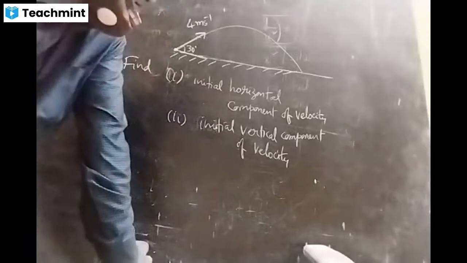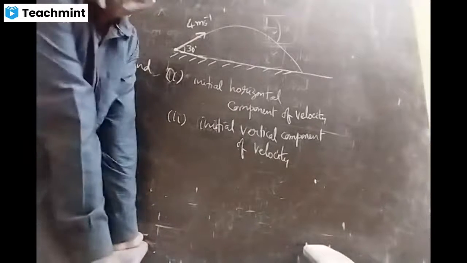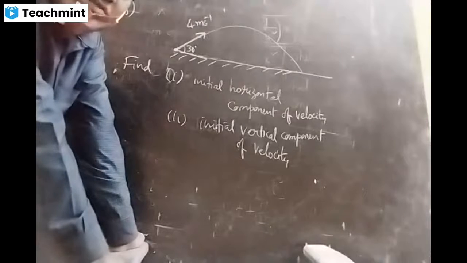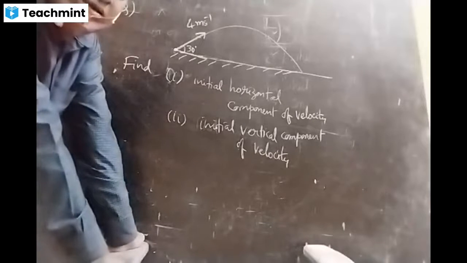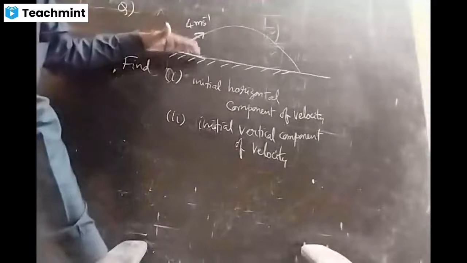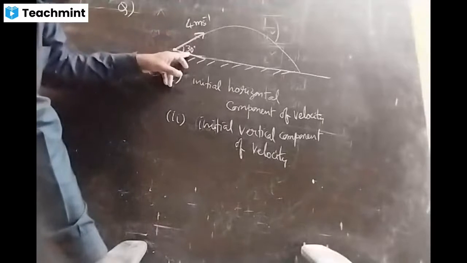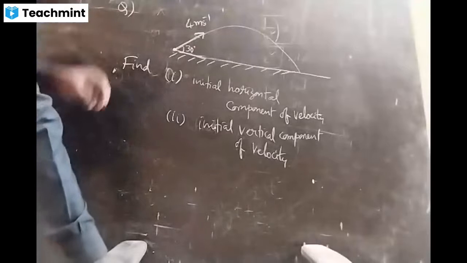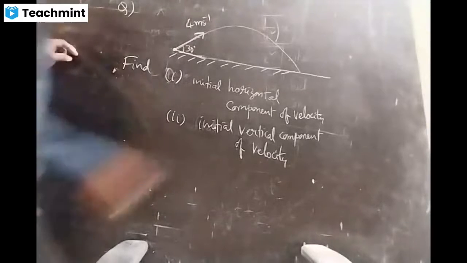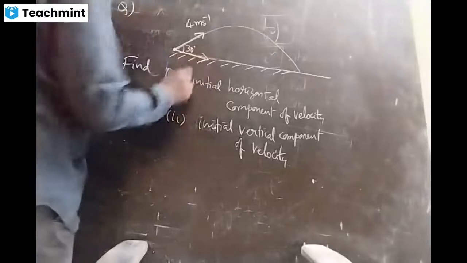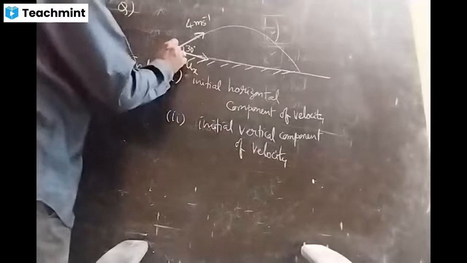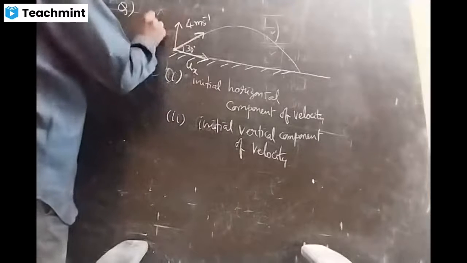Okay, do it. So what I need is the initial horizontal component of velocity and the initial vertical component of velocity. As you know, velocity is a vector quantity. It can resolve into two components. Horizontal is R cos theta component, plus R sin theta. Find ux and uy.